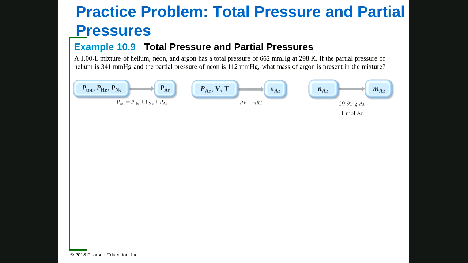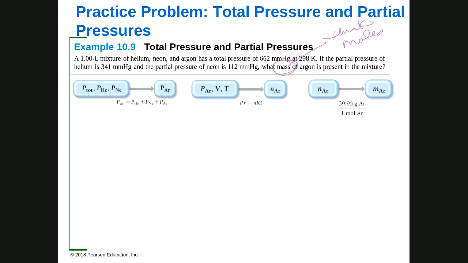All right, so a 1 liter mixture of helium, neon, and argon has a total pressure of 662 millimeters of mercury at 298 K. If the partial pressure of helium is 341 and the partial pressure of neon is 112, what mass of argon is present in the mixture? And remember, I told you in gases, whenever you see mass, you think moles, because moles is what you can figure out, and then, as long as you know what the gas is, you can always figure out the mass.